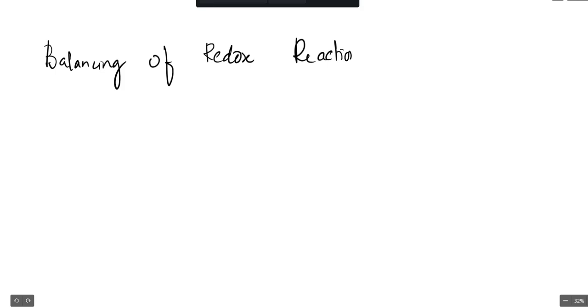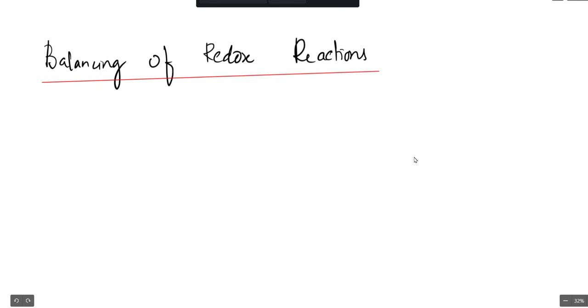Yes. So here today I'll be teaching you balancing of redox reactions. So basically, when we speak about redox reactions, till now what did we learn? We have learned what actually are redox reactions, what are oxidation half cell reactions, what are reduction half cell reactions. I've also taught you how to calculate oxidation numbers.